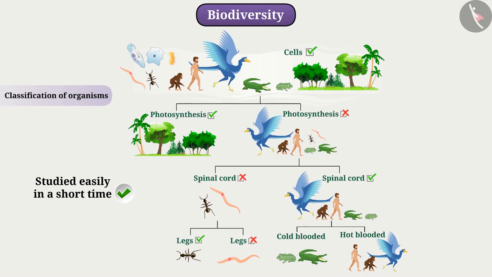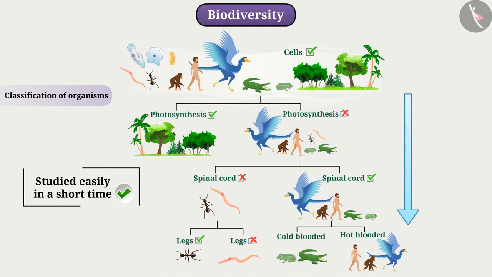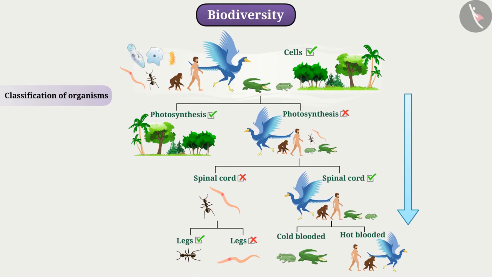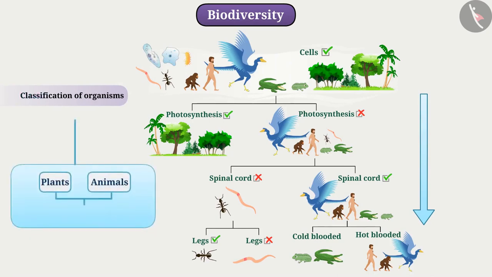This is important because by classification of organisms, we can study various organisms easily and systematically. We will find it easy to find similarities and differences among different groups. From this, we can find out how an organism has evolved. It will also help us to know how the geographical distribution of plants and animals takes place. Since ancient times, many attempts have been made to classify organisms.